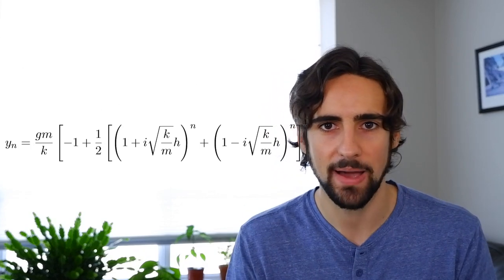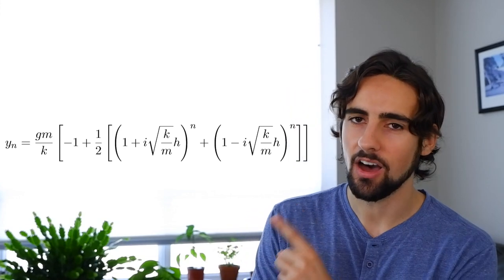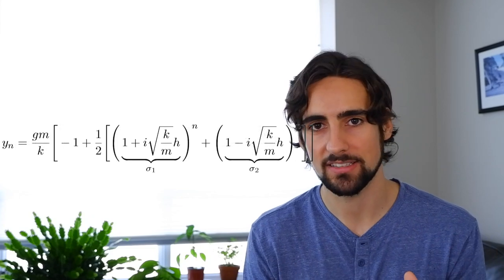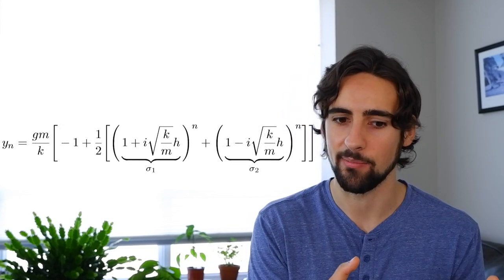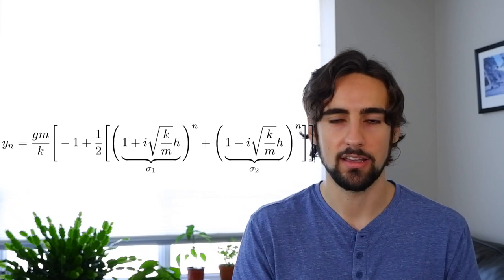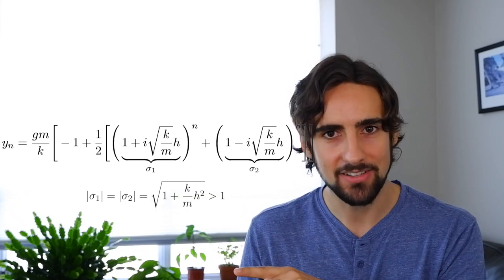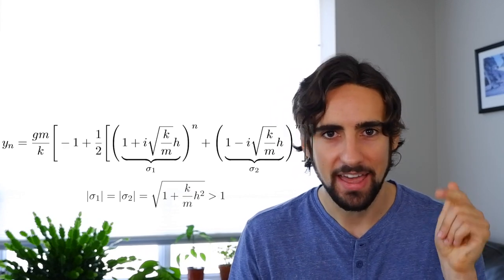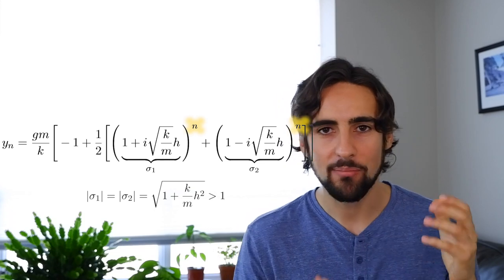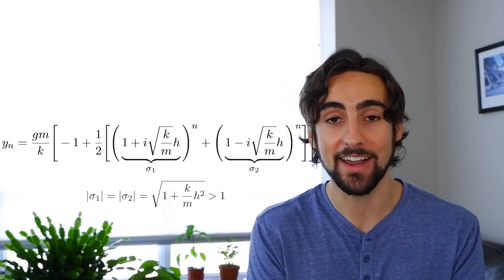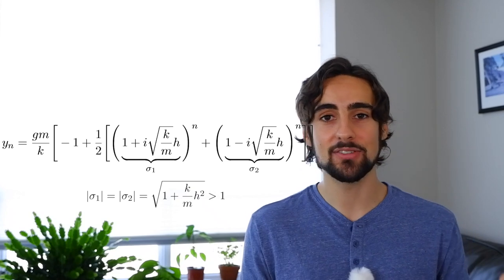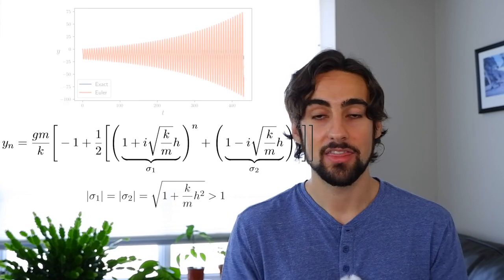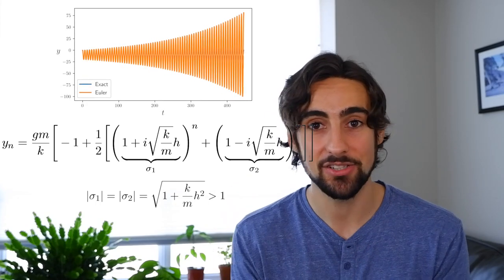Why does the error grow unboundedly? Well, it's pretty obvious if you look at this expression. Look at the two modes in the solution. They're complex numbers, so they're going to oscillate in time, which makes sense, it's a bouncing spring. But crucially, their magnitudes are greater than 1. So as I march through time and n gets larger and larger, I'm raising these modes to higher and higher powers. And since their magnitude is greater than 1, that means that their magnitude is increasing. The solution will grow exponentially.